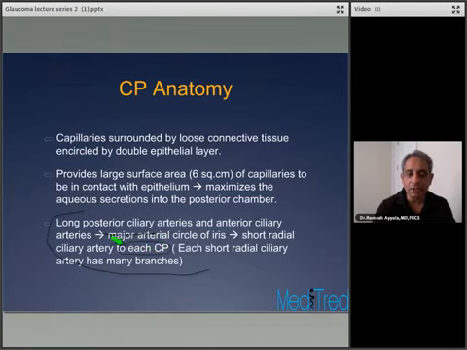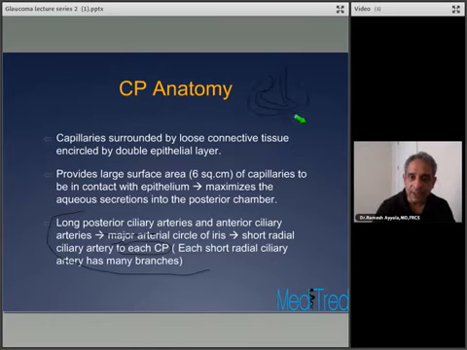So each short radial ciliary artery has many branches, and this forms a rich network of capillaries within the ciliary process. The capillaries in the ciliary process are different from the capillaries that you see elsewhere in the body. These are multiple, and these are broad, meaning wide, and they have a lot of fenestrations in the wall, and they're surrounded by a loose connective tissue layer. Okay, so let me draw this again.